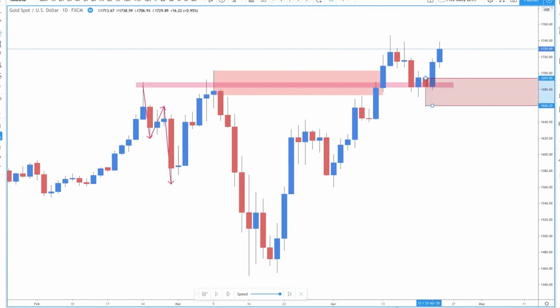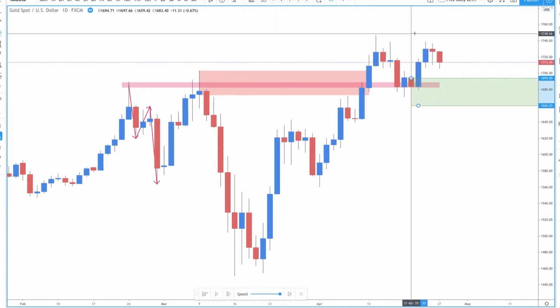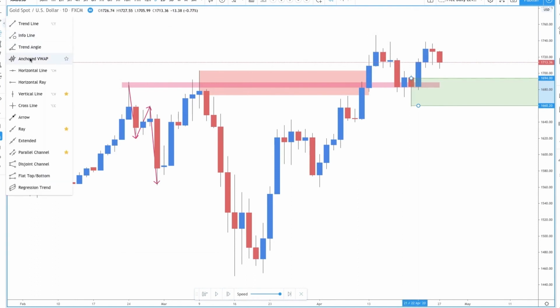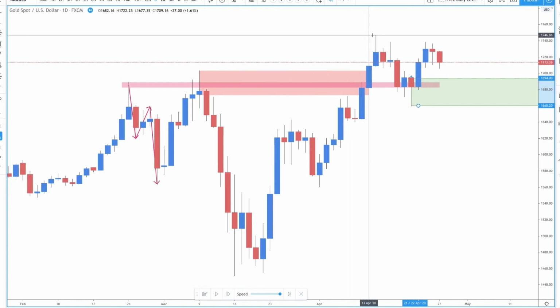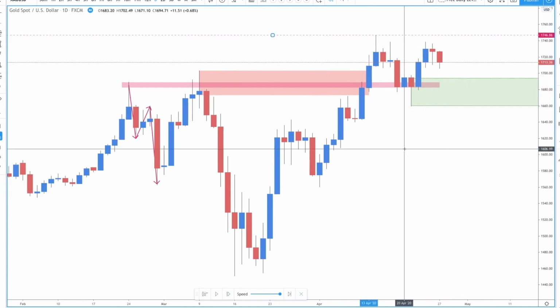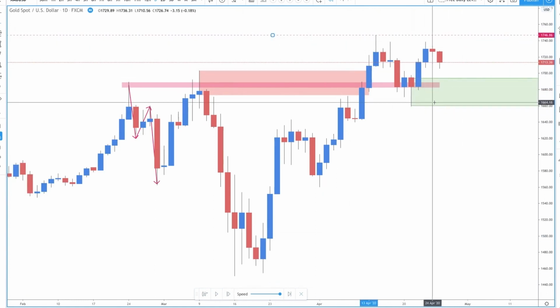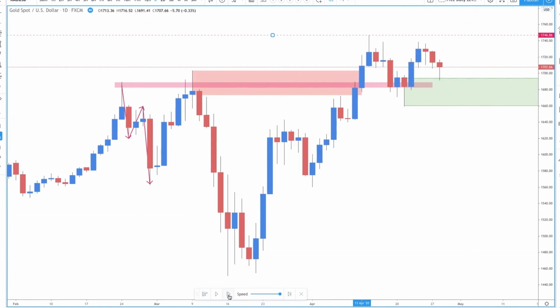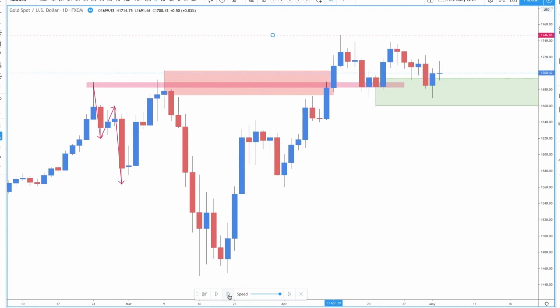Is it a strong area of demand? No, not yet. We want to see proof of value. Prices really need to go above this area here before really saying that anything around here is a decent area of demand. Yeah, so not yet.